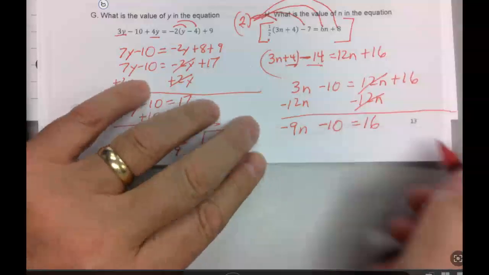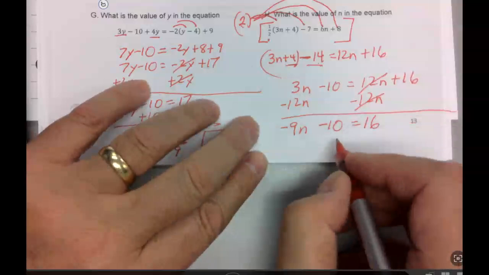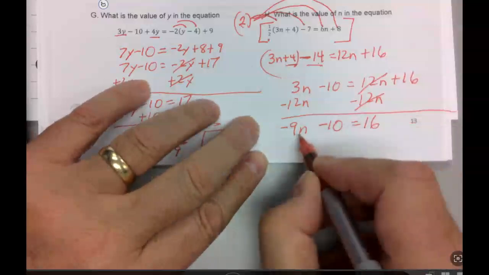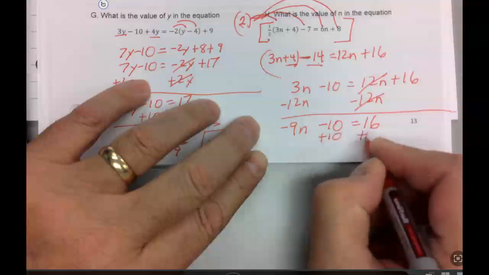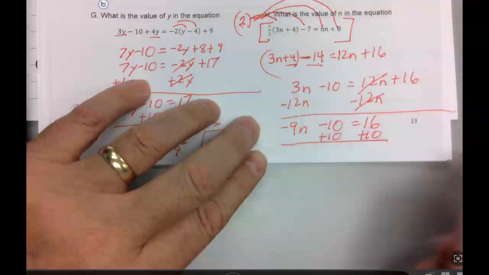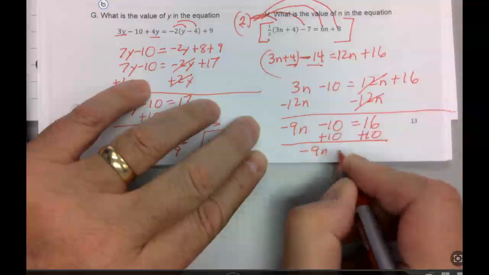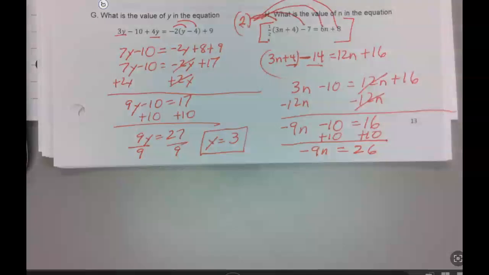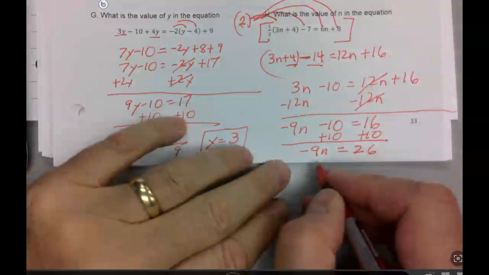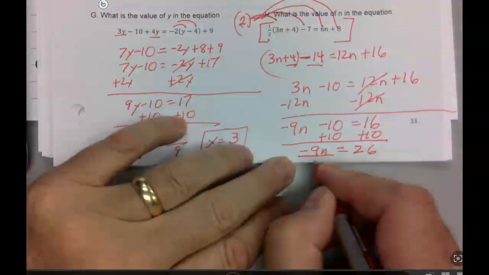Okay, then what are we going to do next here? We've got all the variables over here, so Mac, what are we going to do next? Add 10. Very good. Nice job. Okay, so that gives me negative 9n equals 26. And then what will I do next on this one here, Ash? Divide by what? Negative 9, right?